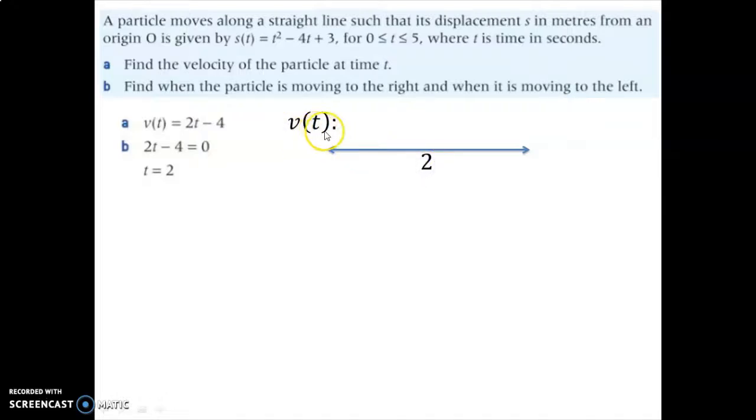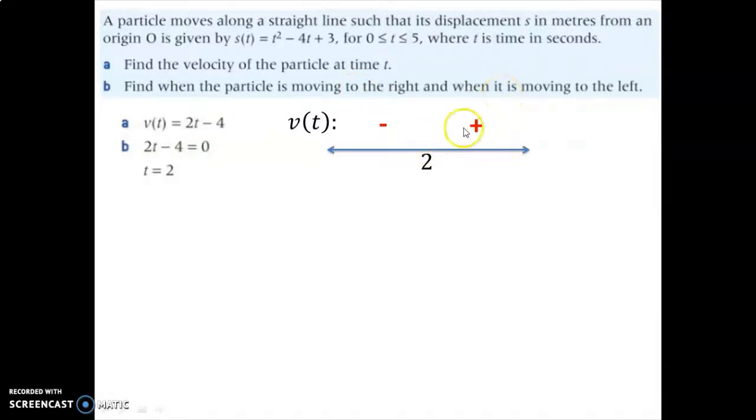I'm going to put velocity here. I'm going to see what's the velocity before time equals 2 and what's the velocity after. So put any t value less than 2 into the velocity function. What do you get here, positive or negative? Well, it's negative. How about here? Put any t value greater than 2. It's positive. So that means the velocity is negative and then positive.